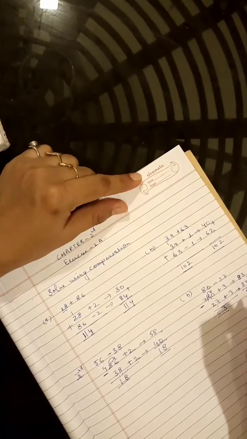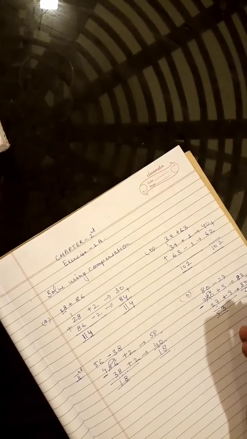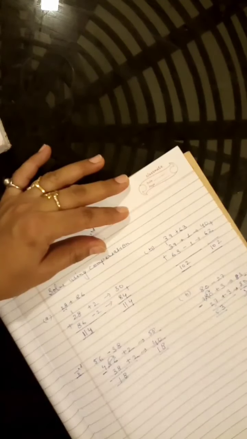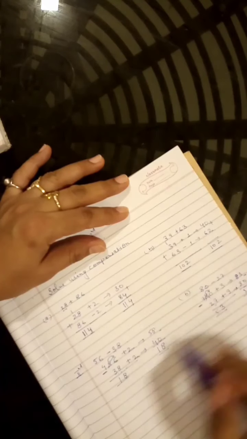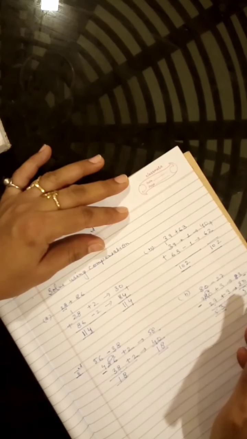Okay, so you can see here the same answer when we add the same number to one number and to the second number in the subtraction. So this is the method of this exercise. It is easy if you practice properly.